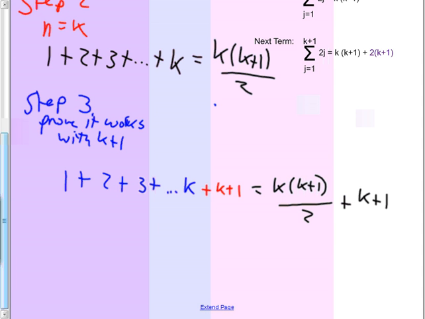Awesome. Now I'm going to do that in red just to accentuate. All we really did is took the original and we added k plus 1 to both sides. And that's legal in an equation, right? As long as you do the exact same thing to both sides. Mr. G, tell me what to do next.